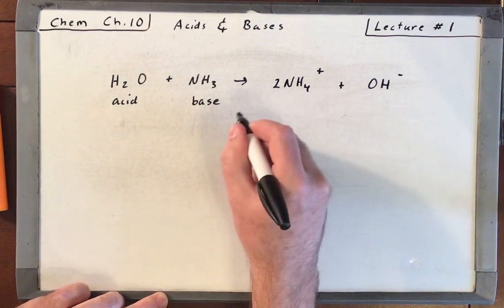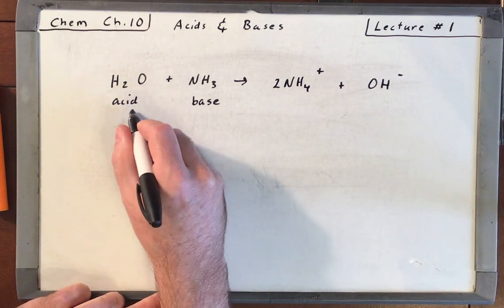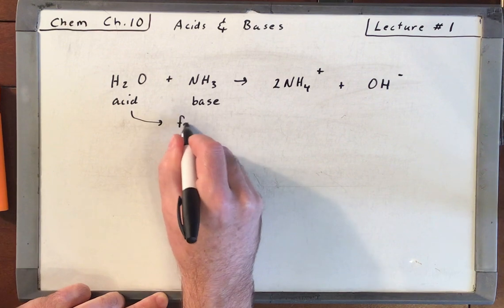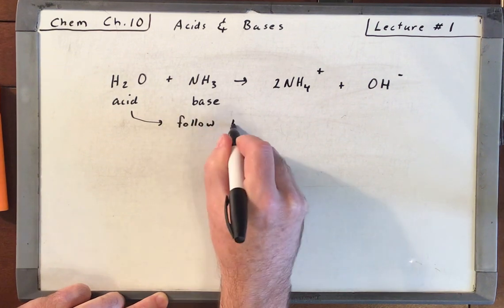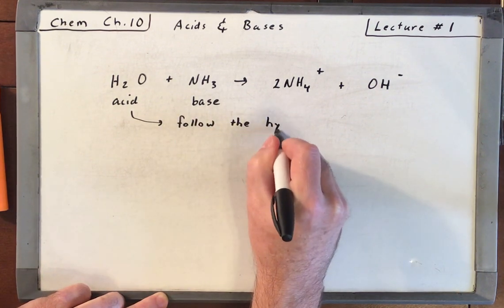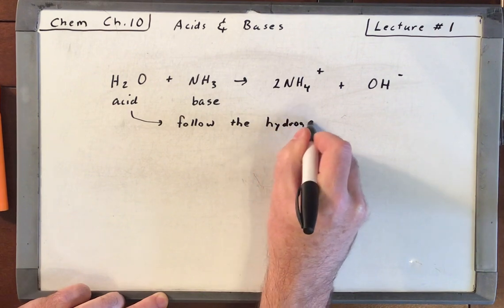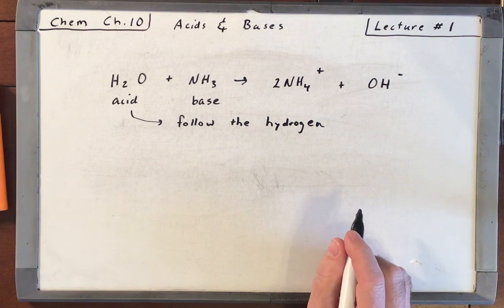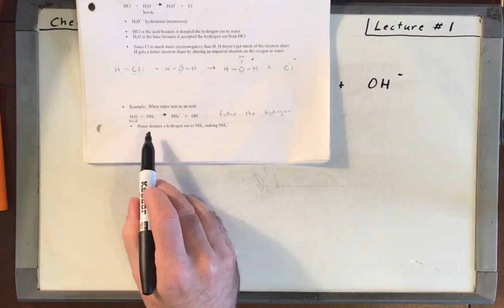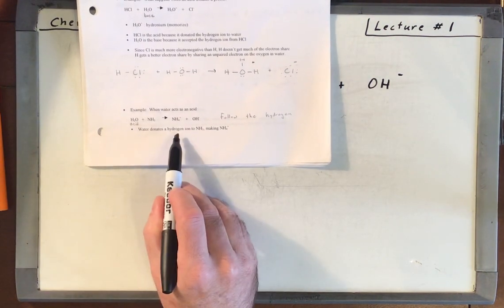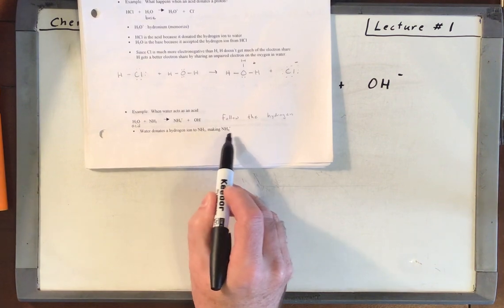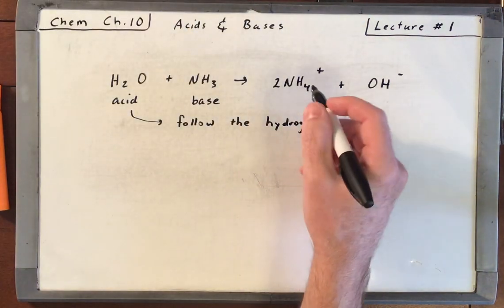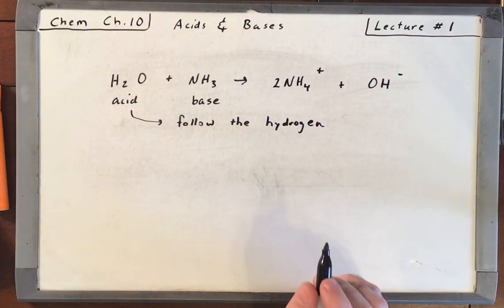If you want to know what's the acid and what's the base, just follow the hydrogen. Acids give them up, bases accept. So in this case, at the bottom of the first page, water donates a hydrogen to NH3, making NH4 plus, which is ammonium.